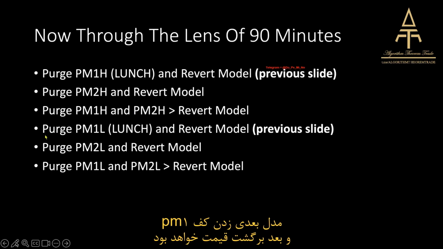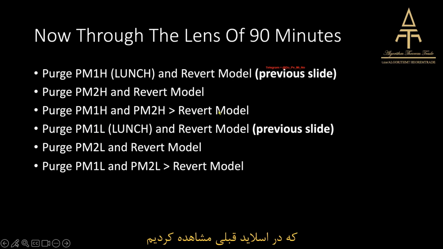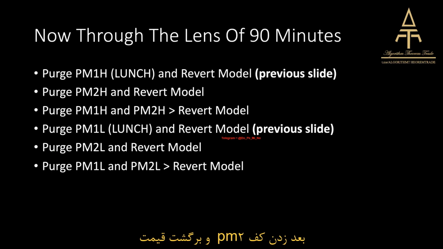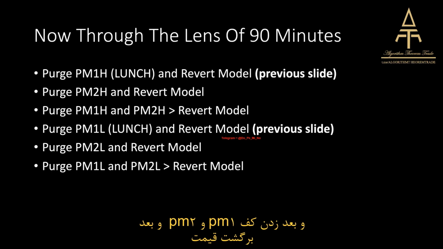The fourth bullet is a purge of the first PM cycle's low and revert model. This was again a previous slide. And then we have the purge of the second PM cycle's low and revert model. And finally, the purge of both the first and second PM session's low and revert model.